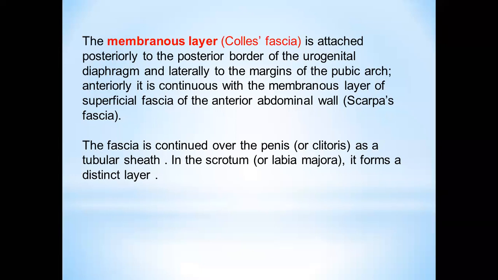So you can see that all the fascias, the fatty layer and the membranous layer, are all connected to each other. From the abdomen, it goes into the pelvis, and from the pelvis, it goes into the lower limb. And as the organ comes, that is the male genital organ or the female genital organ, it covers them also. So this membranous layer or Colles fascia is continued over the penis or clitoris as a tubular sheath. In the scrotum or labia majora, it forms a distinct layer.